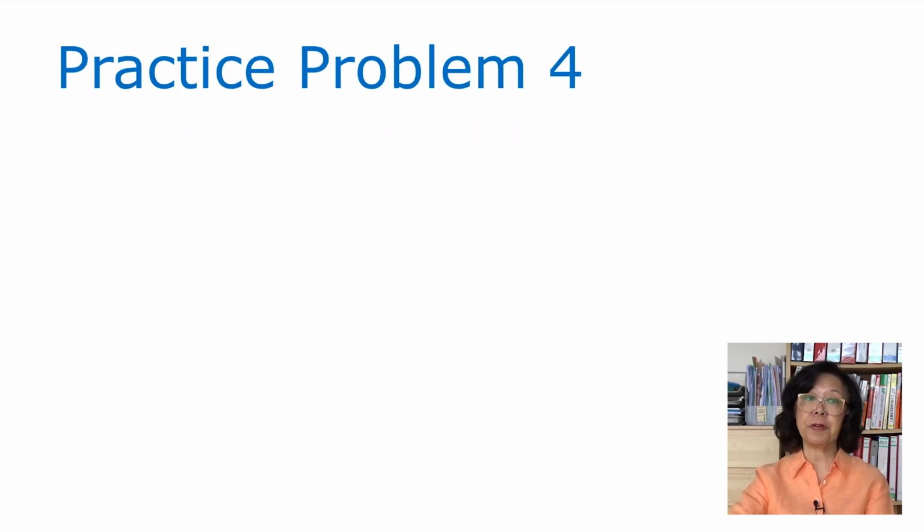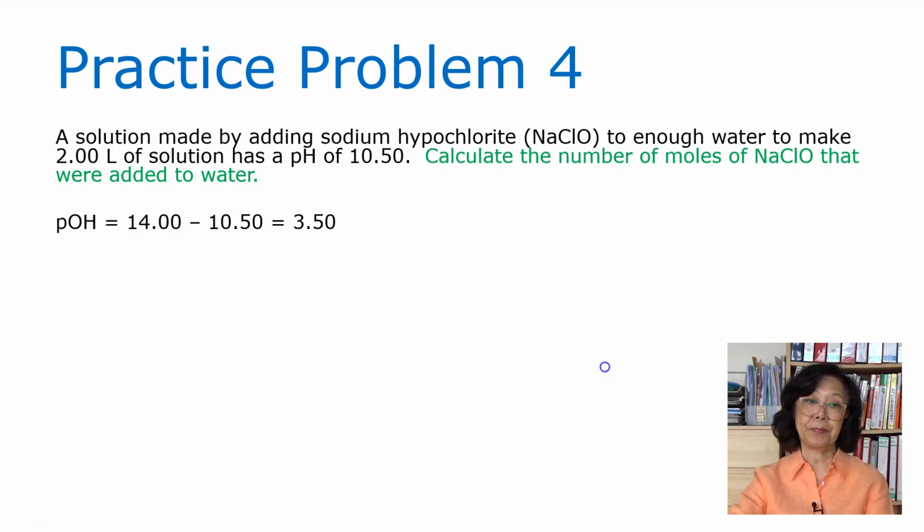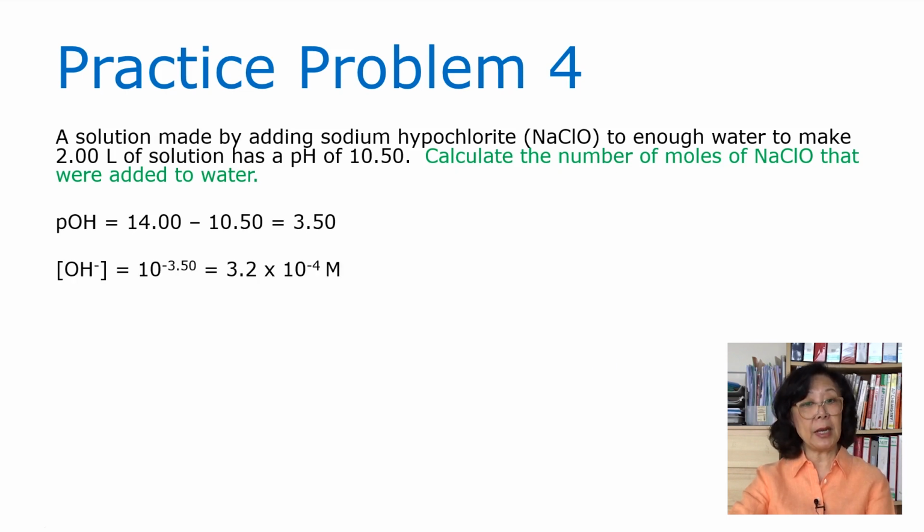Practice problem number 4. A solution is made by adding sodium hypochlorite, NaClO, to enough water to make 2 liters with a pH of 10.5. Let's calculate the number of moles of NaClO, the sodium hypochlorite, that were added to water. So from the pH, we gather the pOH is 14 minus 10.5, which is 3.50. Now we take the antilog of 3.50, and we have 3.2 times 10 to the negative 4 molar.